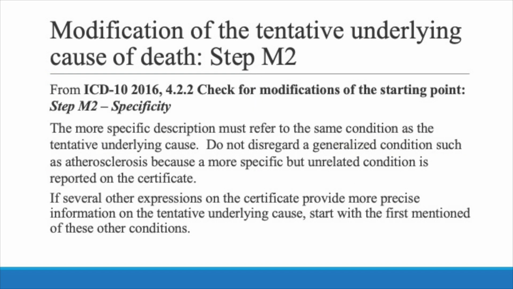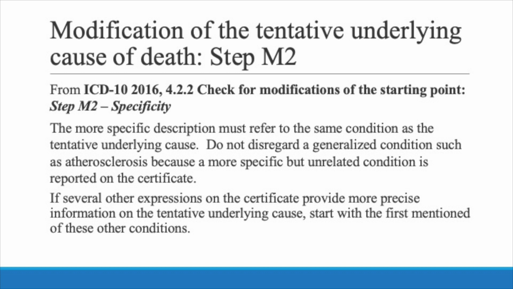On this slide, we can read a little bit more about applying step M2 from ICD-10, Volume 2, Section 4.2.2. The more specific description must refer to the same condition as the tentative underlying cause. Do not disregard a generalized condition such as atherosclerosis because a more specific but unrelated condition is reported on the certificate. If several other expressions on the certificate provide more precise information on the tentative underlying cause, start with the first mentioned of these conditions.